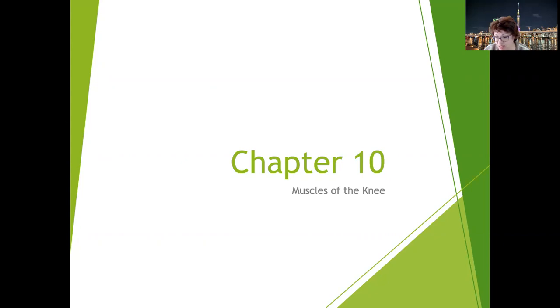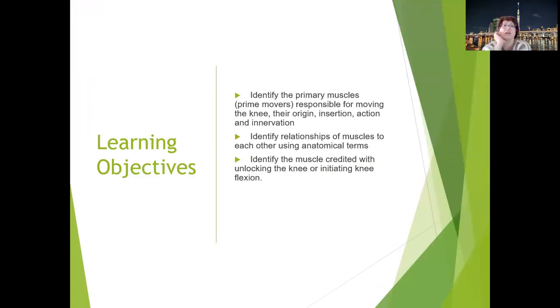There is a wonderful little chart in the Mansfield text on page 293 with the innervation of the muscles of the knee. And it's mostly the femoral nerve and the sciatic nerve with a few little spares for some other things. So we'll talk about that. So the learning objectives, of course, are to identify the prime movers of the major knee motions and their origin, insertion, action, and innervation, identifying relationships of muscles to each other using anatomical terms, and identifying the muscle credited with unlocking the knee or initiating knee flexion.